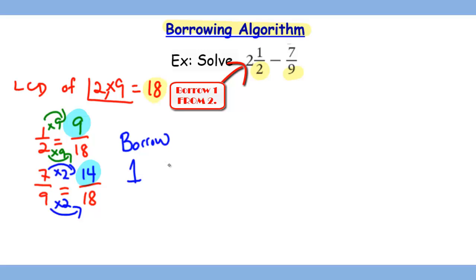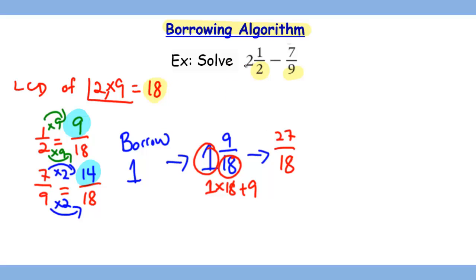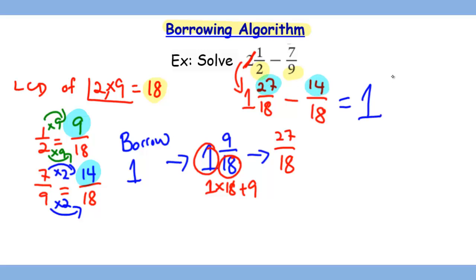So the borrowed 1 will turn our number into 1 whole and 9/18, which you have to turn into an improper fraction by timesing the 1 with the 18, which is the whole number with the denominator, plus 9, which gives us 27/18. Since you lent out 1 from the 2, you only have 1 left over, so we have 1 and 27/18 as our borrowed fraction, subtracting 14/18. And now all you need is to subtract the whole number with the whole number and the fraction with the fraction, which brings us 1 whole and 13/18 as our final answer.